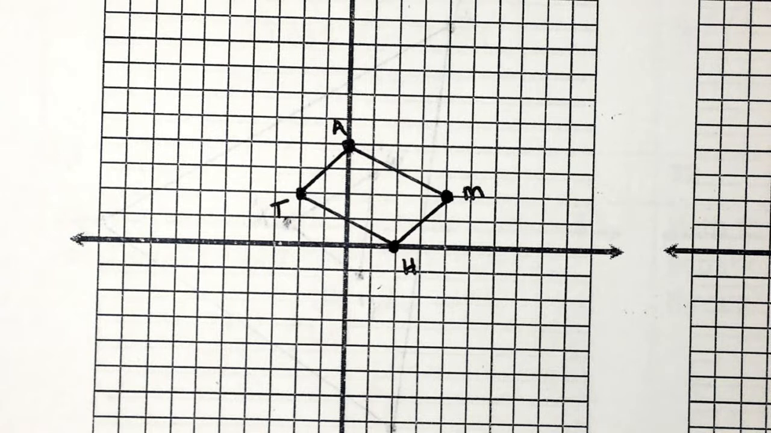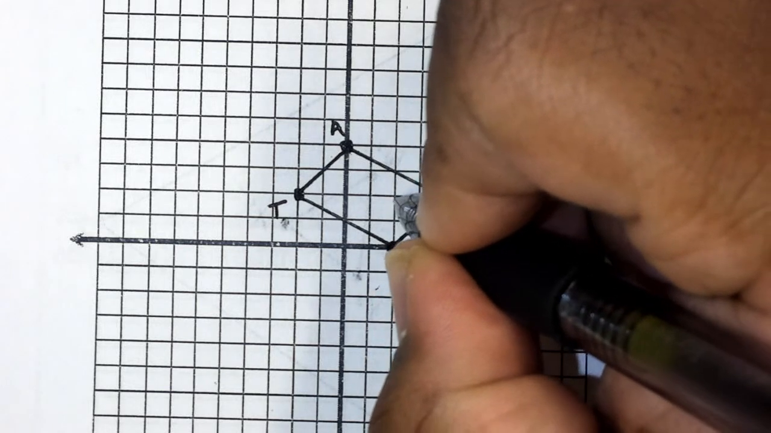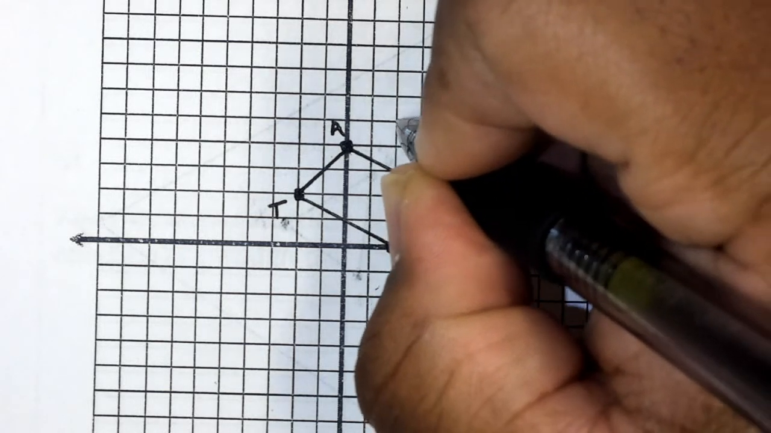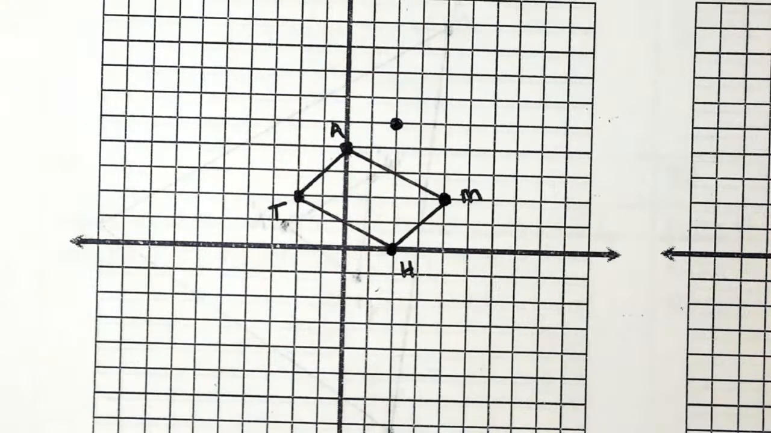Alright, this is my figure on the graph. The next thing I need to do is put the point on that they told me that's going to be my center of dilation. Center of dilation is going to be at 2, 5. 2 over, up 1, 2, 3, 4, 5. This is going to be my center of dilation right here.